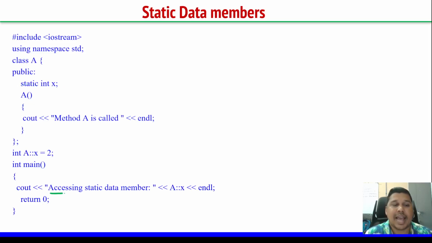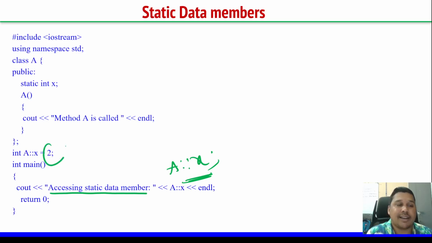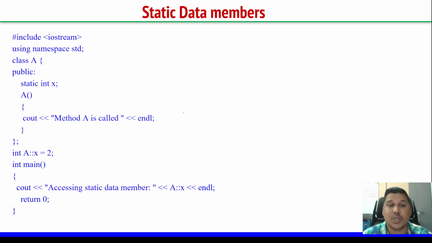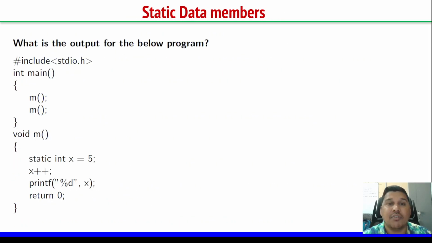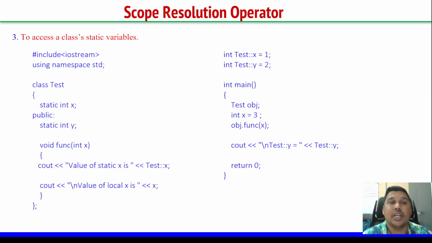See, accessing the static data member, that is class name::x. When I do this, I will get the answer as 2. How do we access the static data members of a class? You can access them using the scope resolution operator. That is what we were studying when we went back and saw the usage of the scope resolution operator. To access the static variables of a class, we use the scope resolution operator.